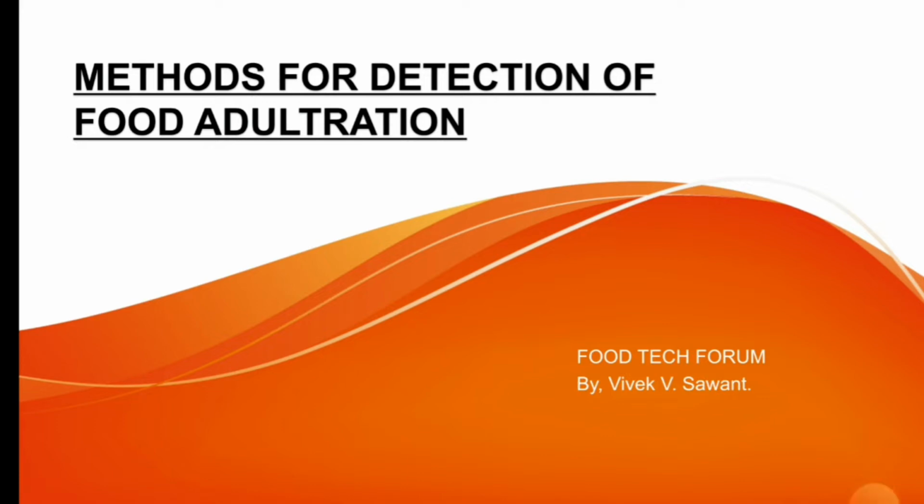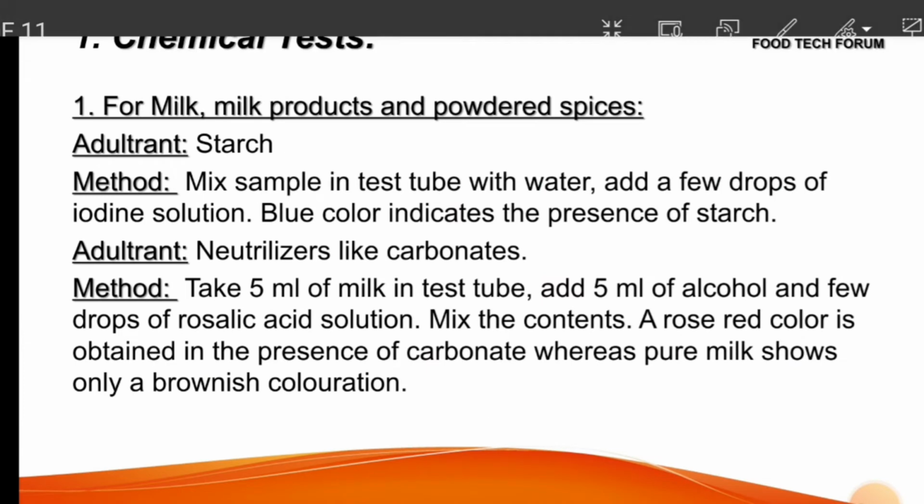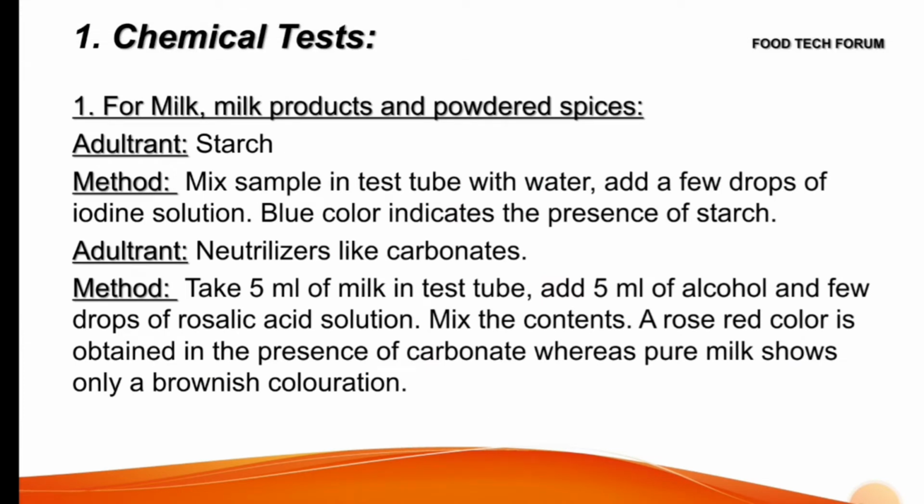Today we will discuss methods for detection of food adulteration. So there are three tests we will look at. First one is chemical, second physical, and third is visual test. So first one is for milk products and powder spices.